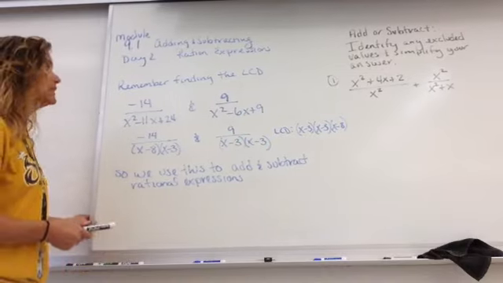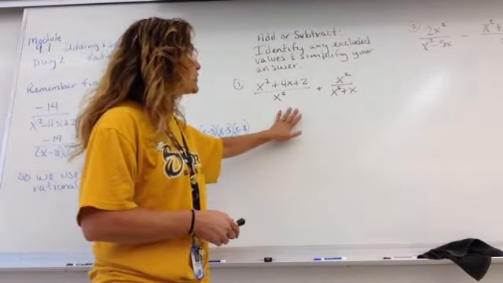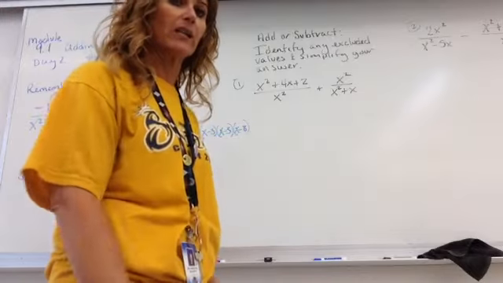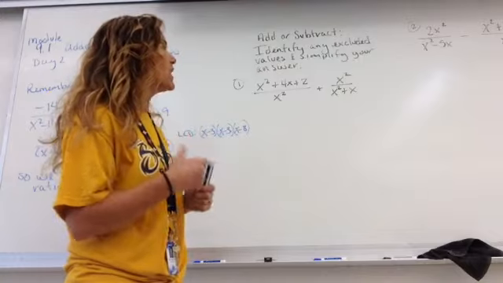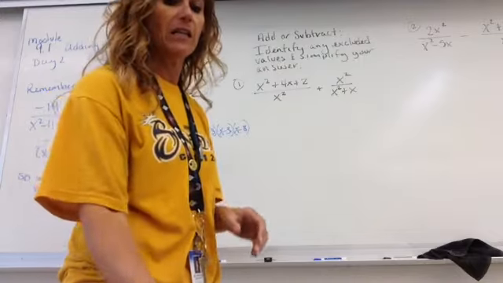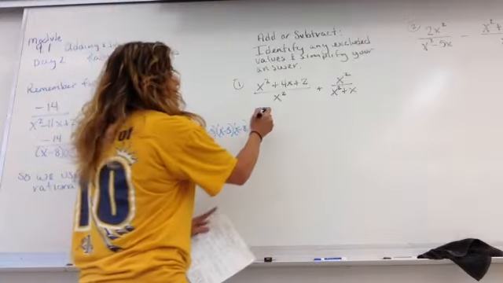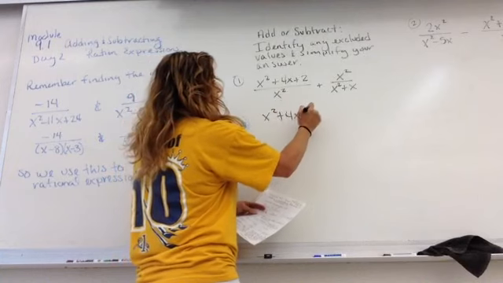So we're going to jump in and go over here to our adding and subtracting. We're going to do one adding, one subtracting, and we'll practice more tomorrow in class. So identify any excluded values and simplify your answer. The first thing we have to do is make sure everything is factored completely. On the numerator, we're going to leave it alone. We only care about factoring that denominator.